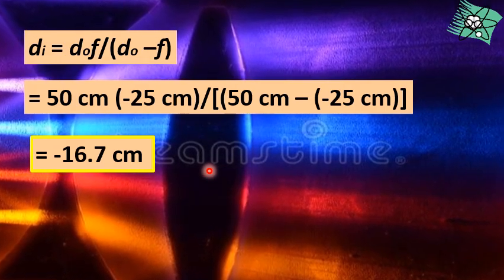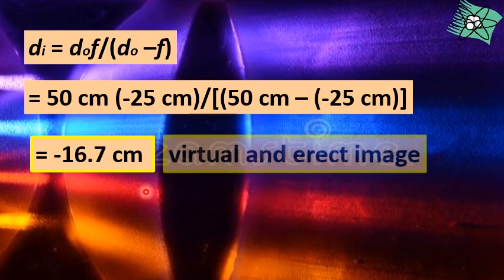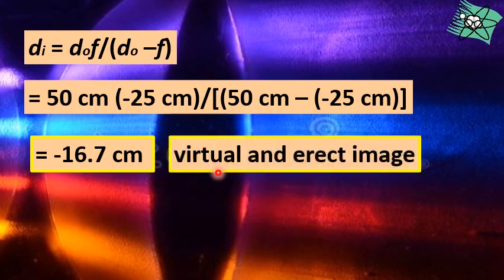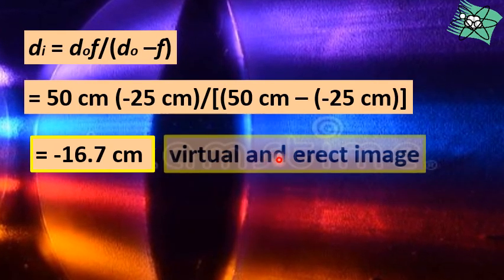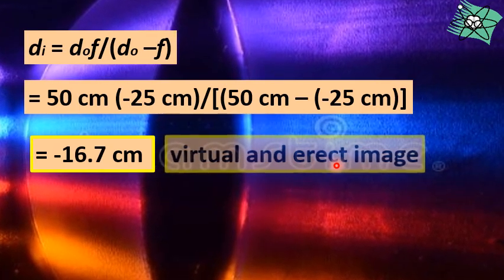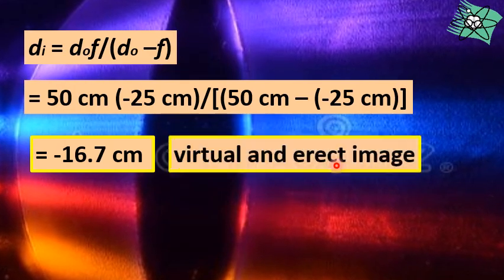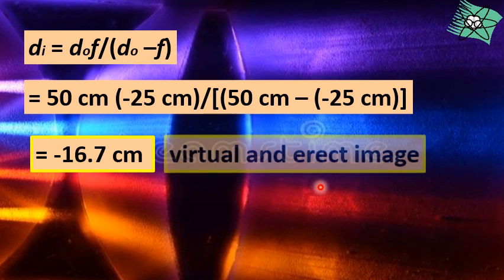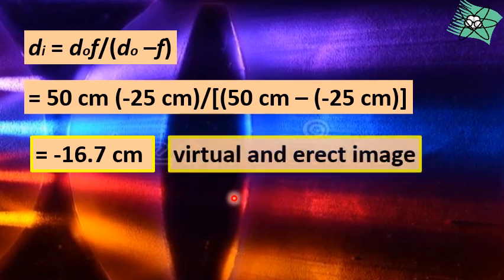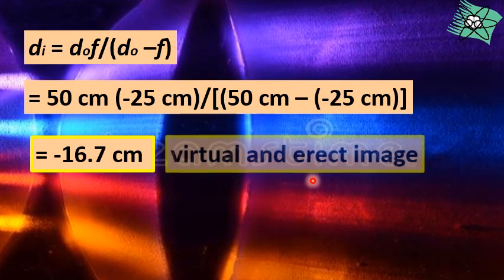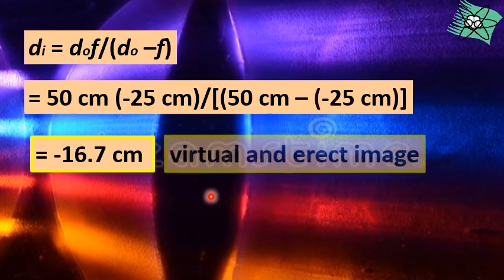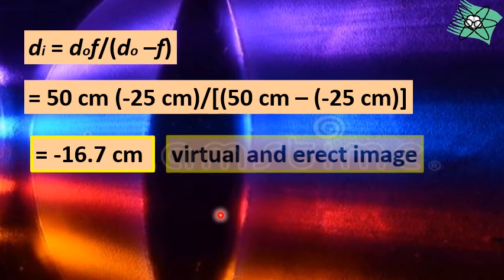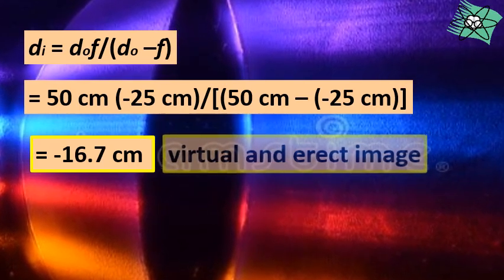All right? And a negative image distance means that the image is virtual and erect, right? We say that a diverging lens always forms an erect image. So that is the explanation why our answer to question number 3 is option letter B.